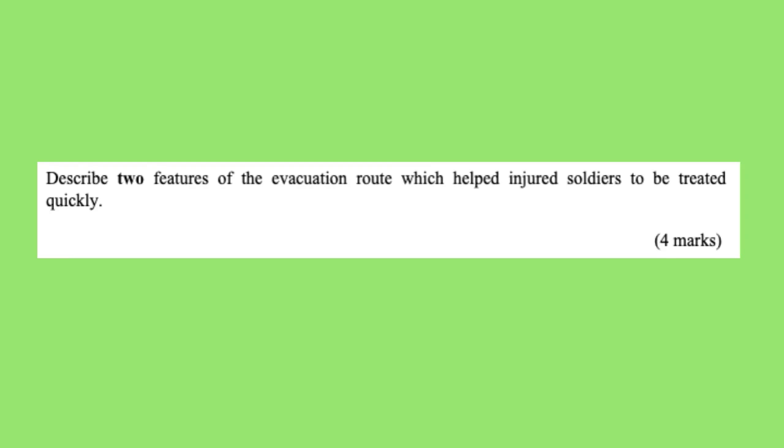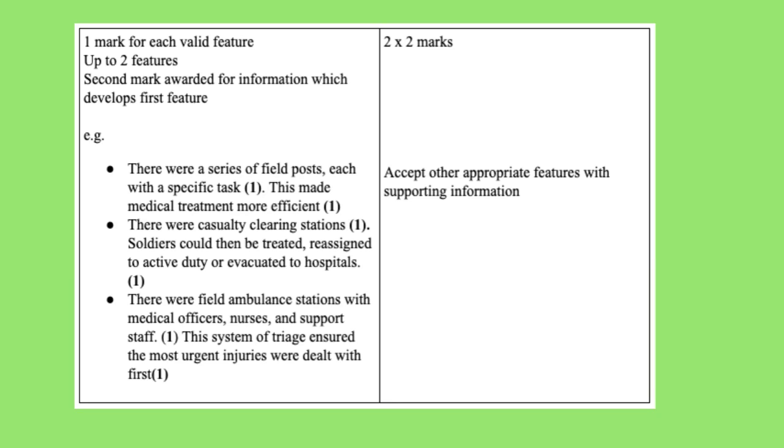This example is taken from the British sector of the Western Front option. It says, describe 2 features of the evacuation route which helped injured soldiers to be treated quickly. 4 marks. This is the mark scheme for this question. So you can see that the first mark is awarded for identifying the feature. So for example, you could say that there were field posts, each with a specific task. So that's your first mark.